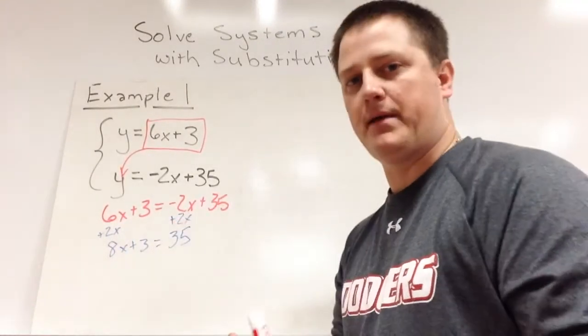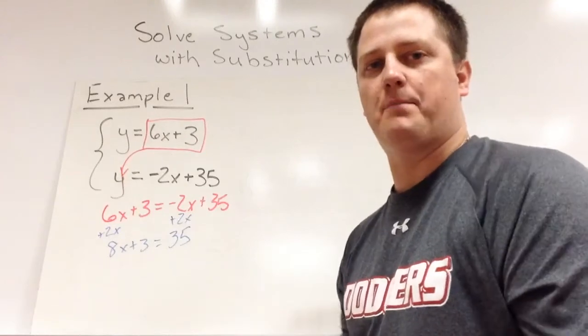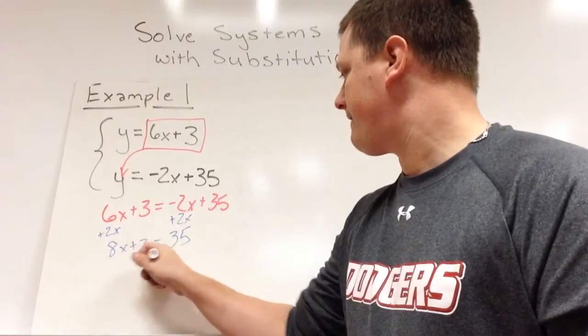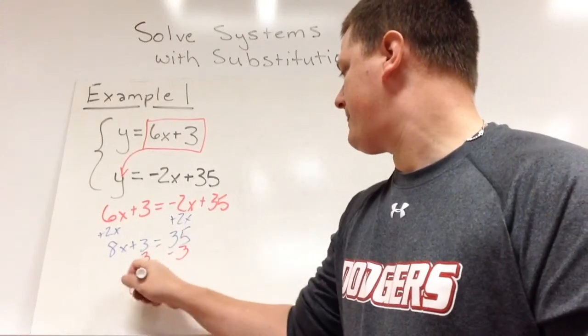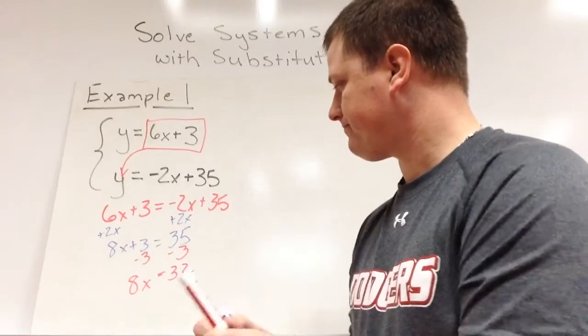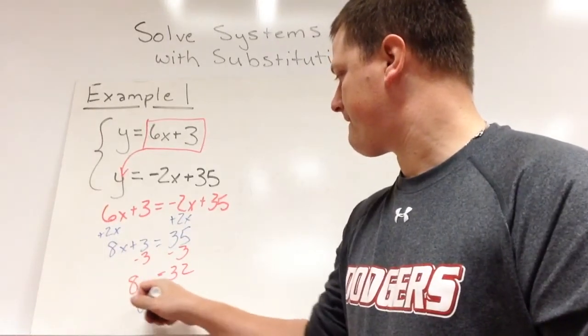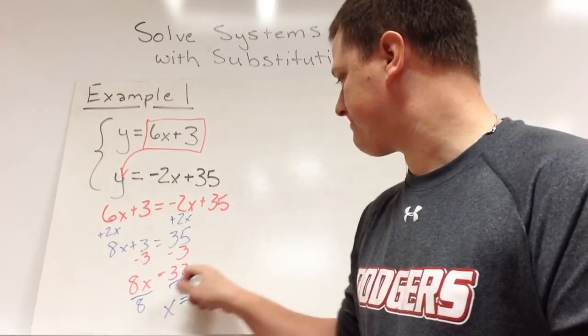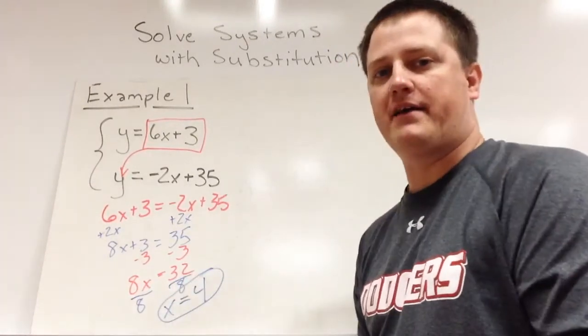And at this point, we would basically have our choice of balance or box. I'm just going to use balance for the sake of time. So it looks like x is 4.